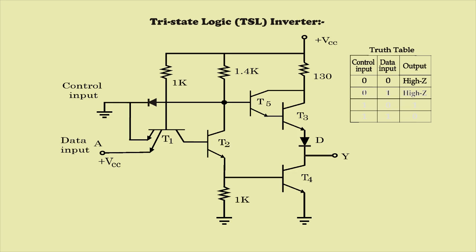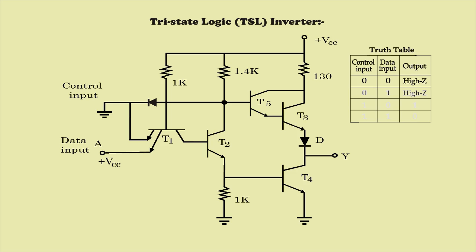So if control input is connected to 0 or low, then this state will arise here. It will not bother about the data input. Whatever the condition of the data input, either it will be 0 or it will be 1, the state will be high impedance in both cases. So if control input is 0, there will be a high impedance state at the output.